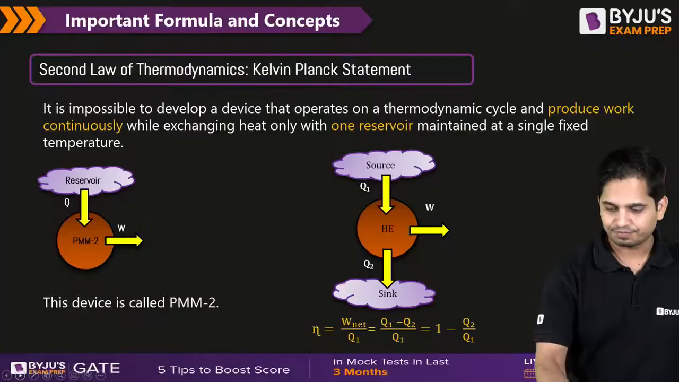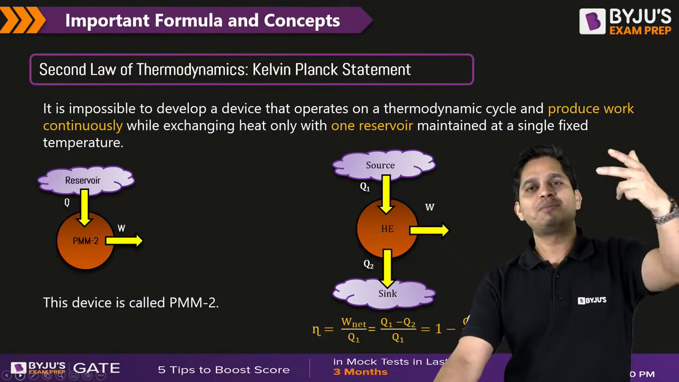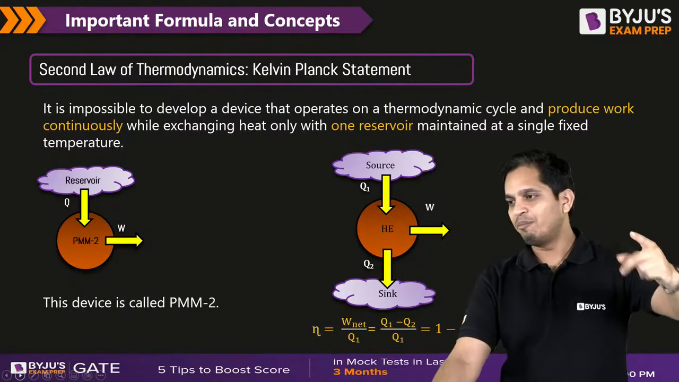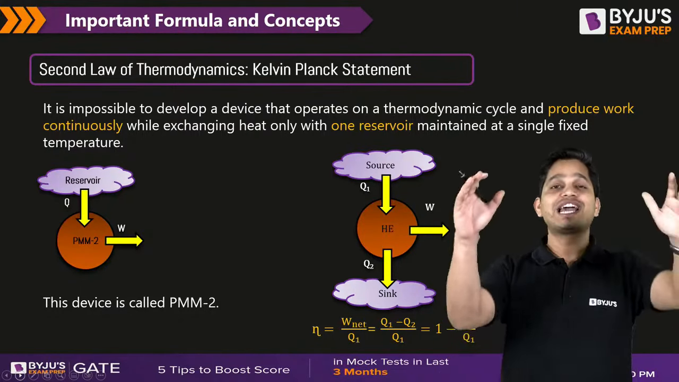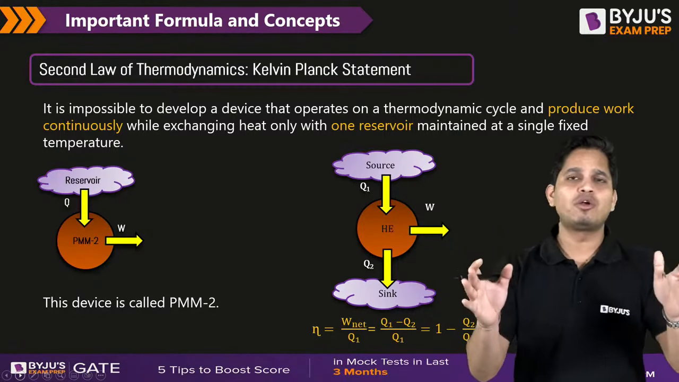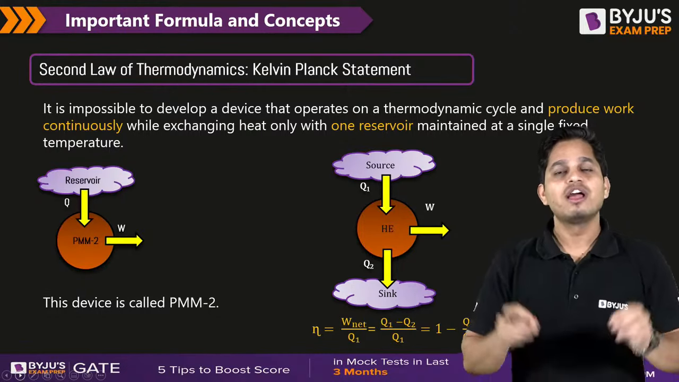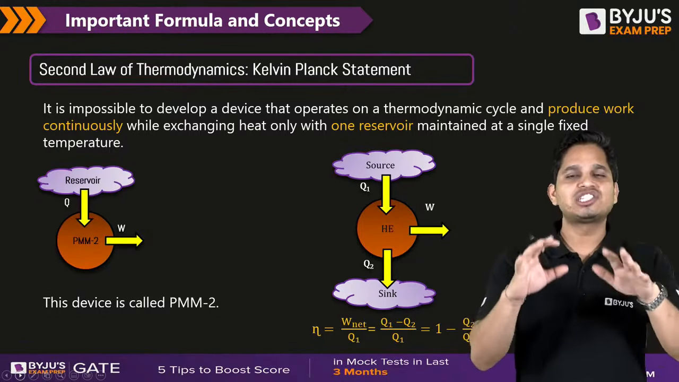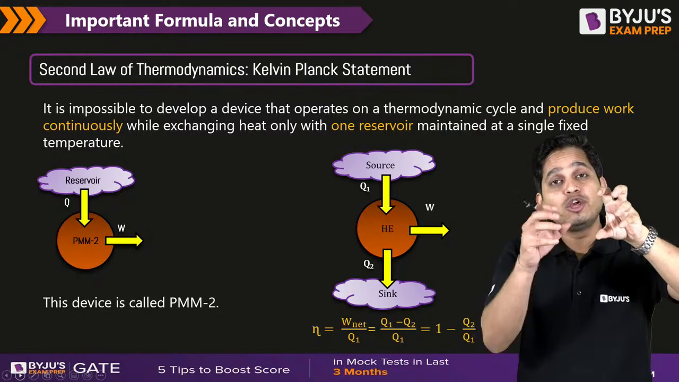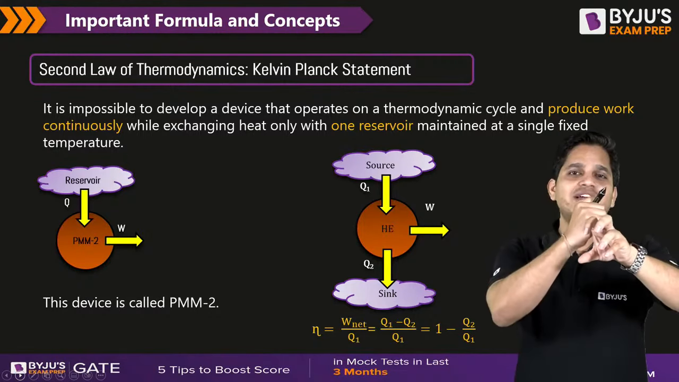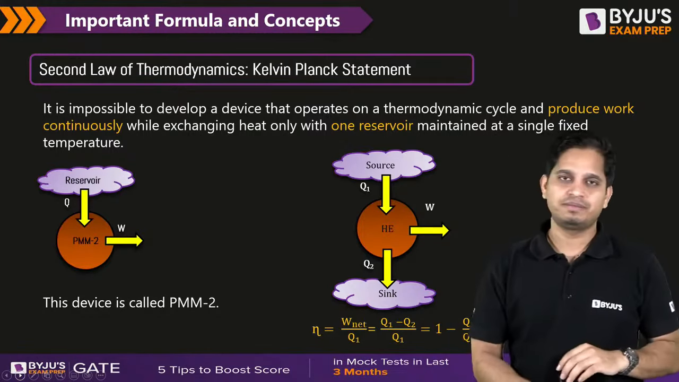Okay, chalo. So first law is done. Let's move on to second law. In the second law, we have two statements, Kelvin-Planck and Clausius. What does Kelvin-Planck say? Kelvin-Planck said it is impossible to develop a device that works on a thermodynamic cycle and produces work continuously while exchanging heat with a single reservoir. You cannot produce work by taking heat from a single reservoir because heat cannot be completely converted into work.